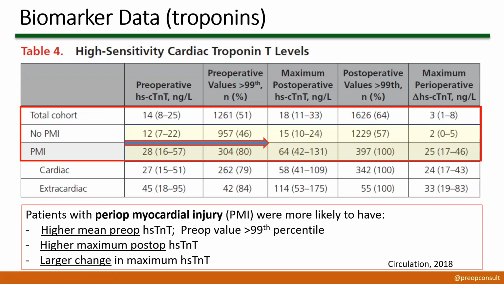And those who had myocardial injury or elevated troponins postoperatively were likely to have a higher mean preoperative troponin that you can see here, 28 versus 12, a higher maximum postoperative troponin, 64 versus 15, and a larger change in the maximum. Here it is 25, an increase of 25 as opposed to an increase of 2. So they felt that this is more useful to have.